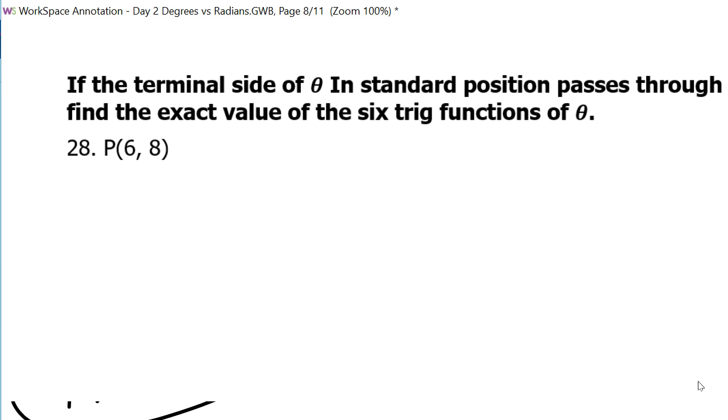Okay, 4 more problems to go. This next one, it says if the terminal side of theta in standard position passes through point P, draw theta, and find the exact value of the 6 trig functions of theta. So if it asks you for the 6 trig functions, it's talking about sine, cosine, tangent, cosecant, secant, and cotangent. So those are the 6 values we need.